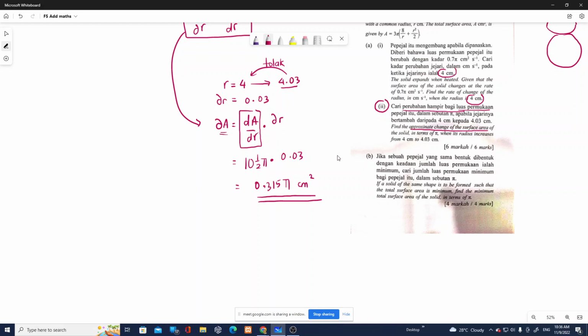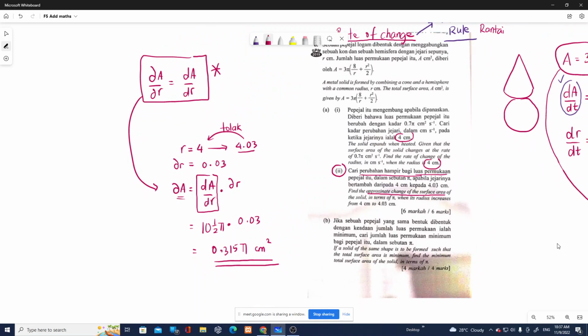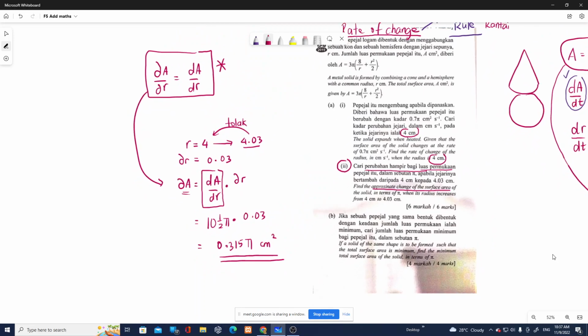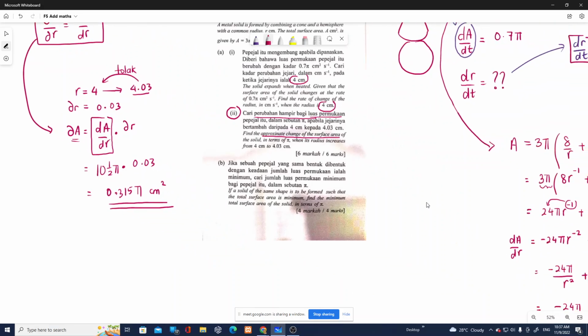Ni question, ada siapa ada soalan? Dzul ada? Tak ada sir. Tak ada. Faiz, any question for this? No. No, we go to B. Soalan B.